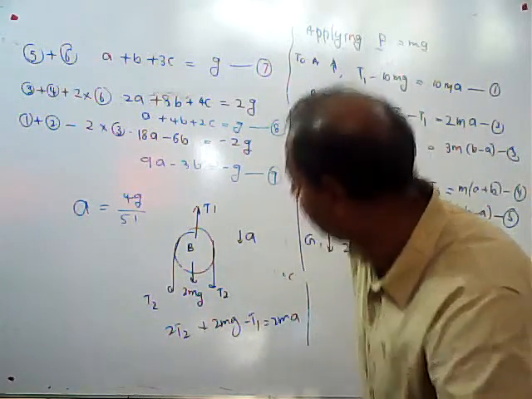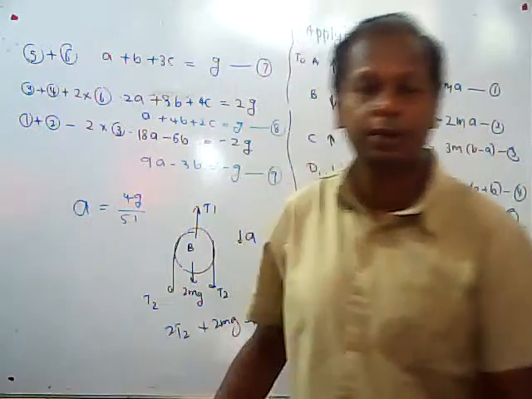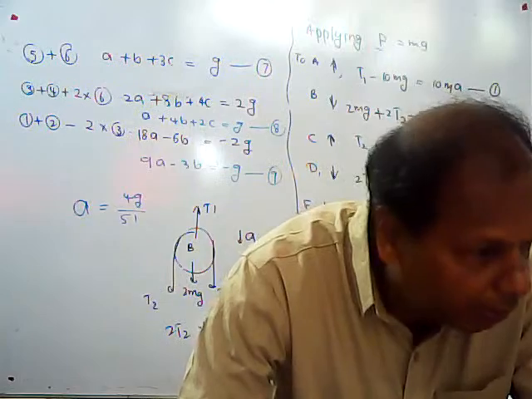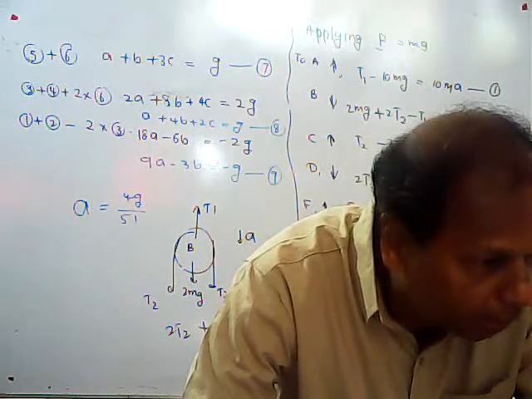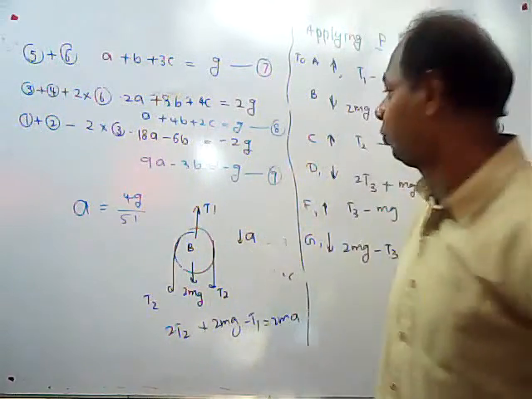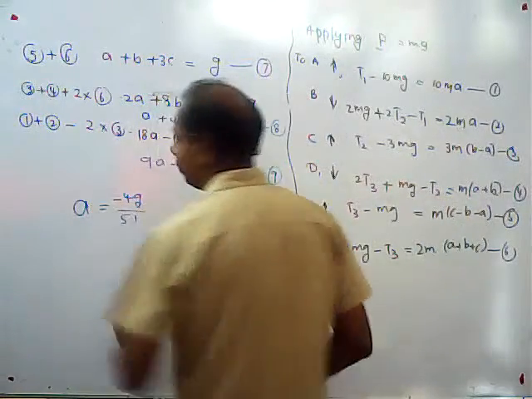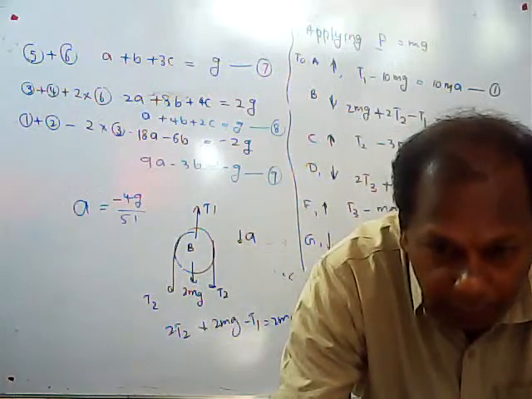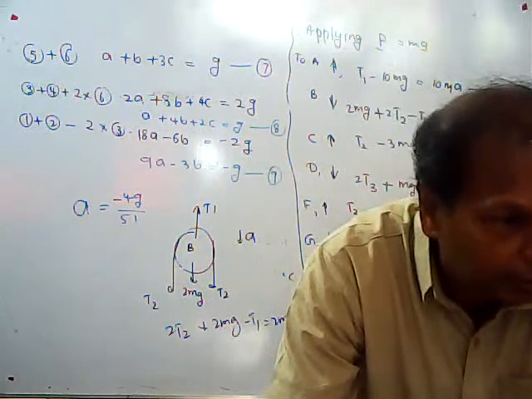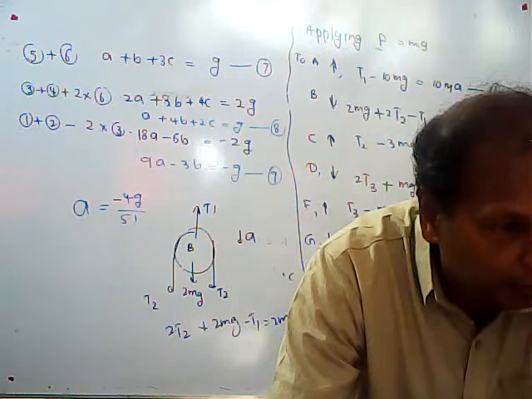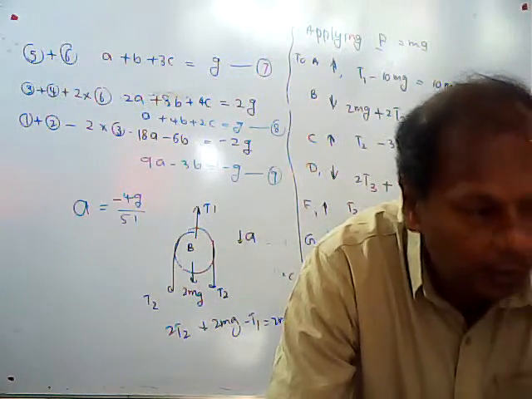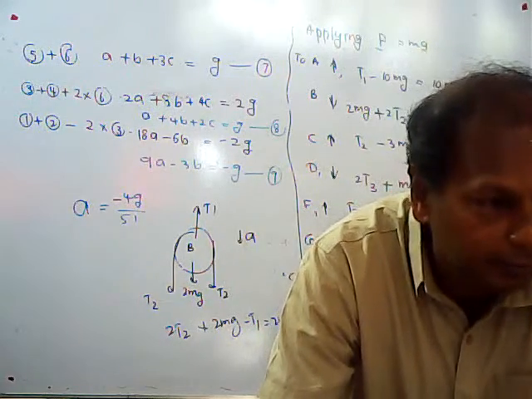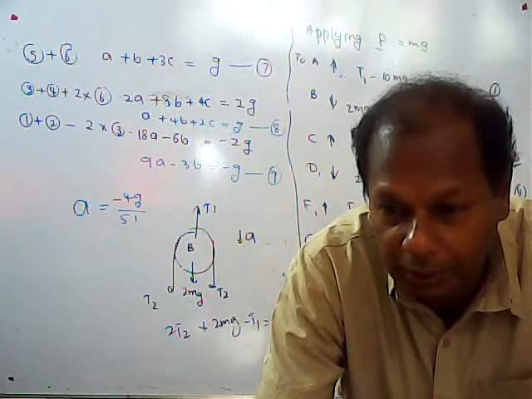Okay, now writing this as A equals 4g by 51. Anybody agree with that? Negative 4g by 51. Yeah, negative. Okay, I just have seen it. Anyway, you can solve this.